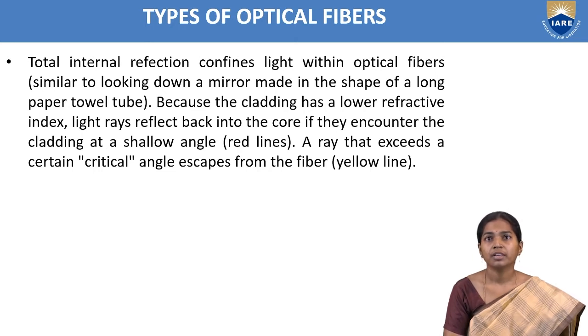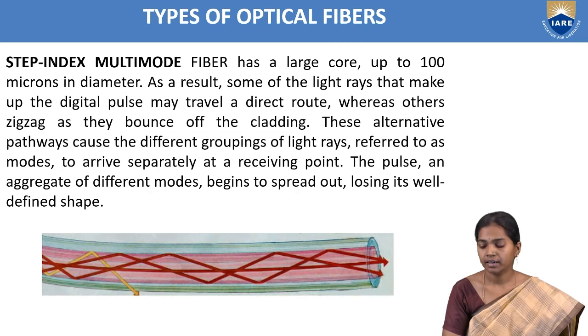So here total internal reflection confines light within optical fibers, similar to looking down a mirror made in the shape of a long paper towel tube. Because the cladding has a lower refractive index, light rays reflect back into the core. The light rays reflect back into the core if they encounter the cladding at a shallow angle. The red lines show this.